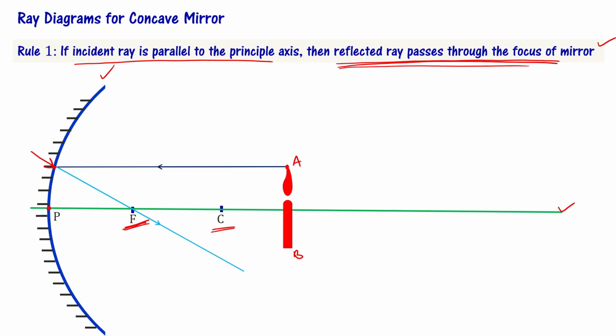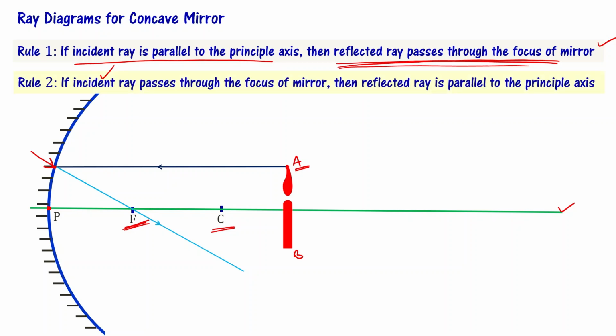Now I'm going to draw one more ray from point A, because I need two rays to represent a point in the image, right? So the second ray, for that what I'm going to do is I'm going to use rule number 2. It says that if incident ray passes through the focus of the mirror, then the reflected ray is going to be parallel to the principal axis. So from point A, I have to draw a ray which passes through focus. F నుండి pass అవ్వాలి A నుంచి.